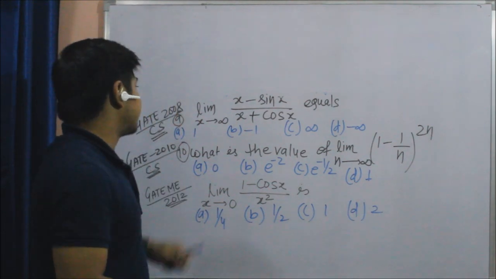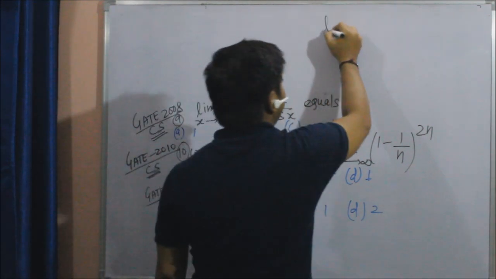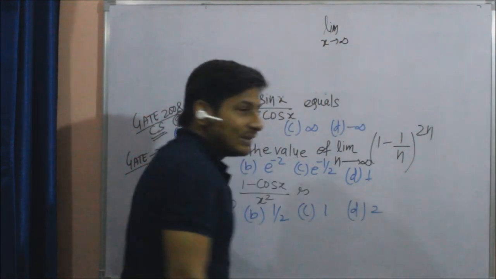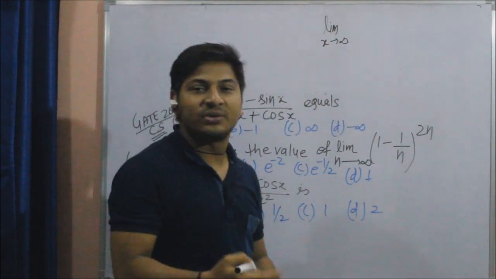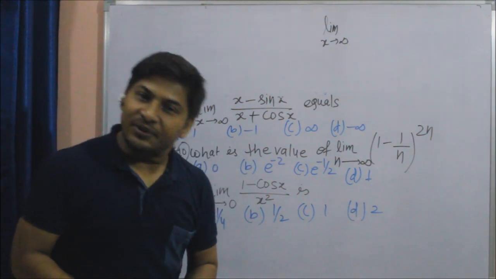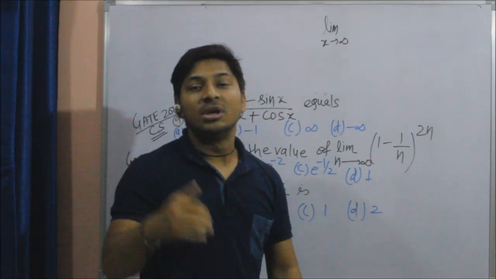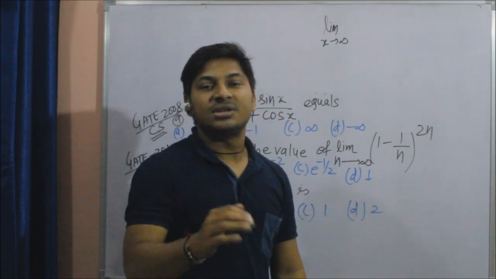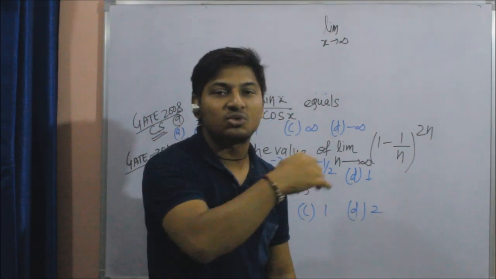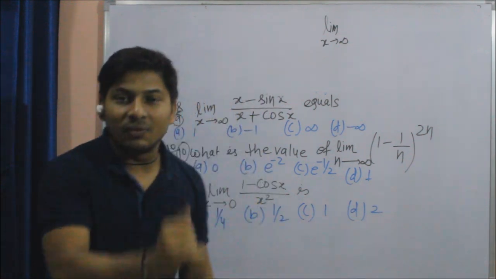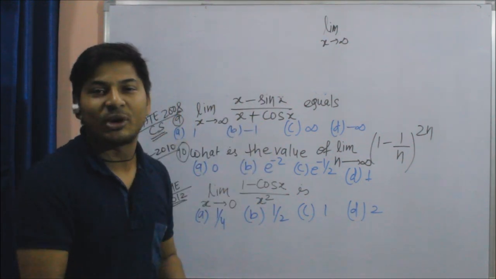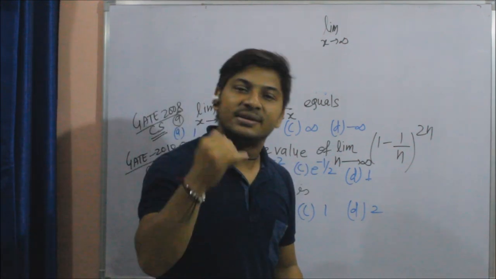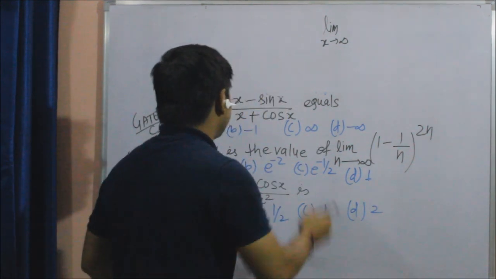Now the next question is limit x tends to infinity. Whenever you find limit x tends to infinity, just try to convert the terms into the form 1 upon something, that is, something upon x, so that something upon infinity is 0. That way we can bring the terms into that form.